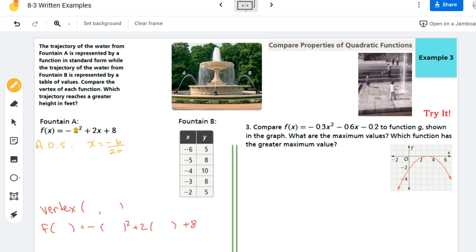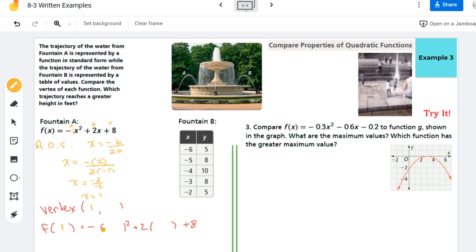So my first thing, I need to identify my a, b, and c for my function. This negative in front of the x squared is like negative 1. So that's my a. My b is 2 and my c is 8. So for my axis of symmetry, I have negative b, so negative 2, over 2 times a, which is negative 1. So I'm looking at x equals negative 2 over negative 2, which means that our x value for our axis of symmetry is 1.